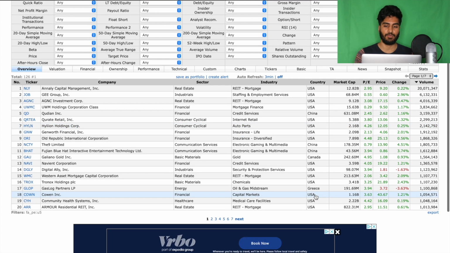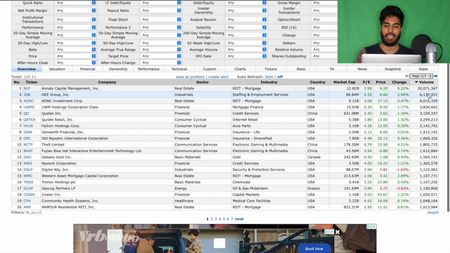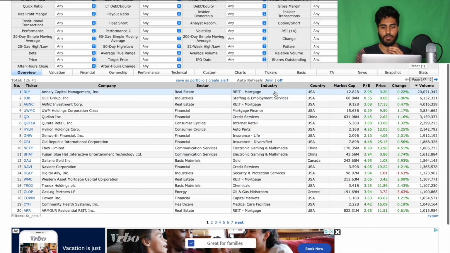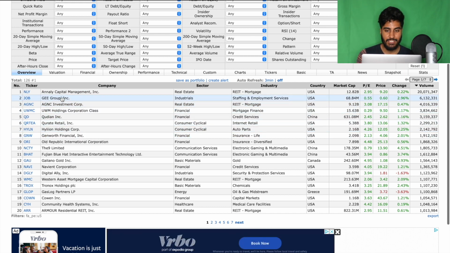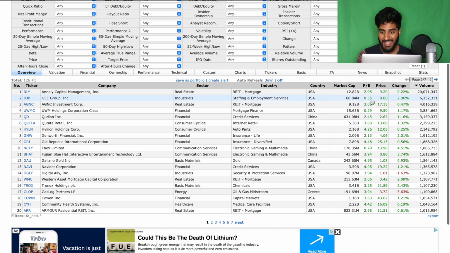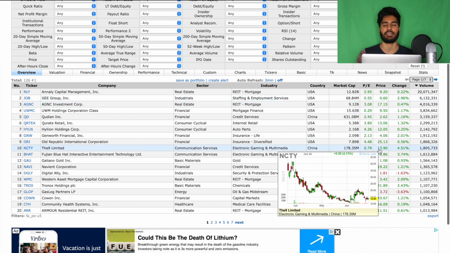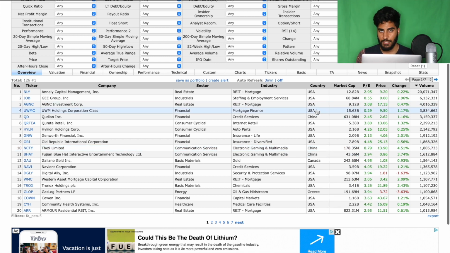And so then we are left with a whole bunch of stocks with a PE less than 5 and with very great volume. What immediately hit my eyes was this ticker JOBG Group. It has a PE of 0.55 and it trades at 60 cents. The reason why it popped out to me is because of how low the share price was for how low the PE was. So immediately I'm looking at a stock that is extremely undervalued.